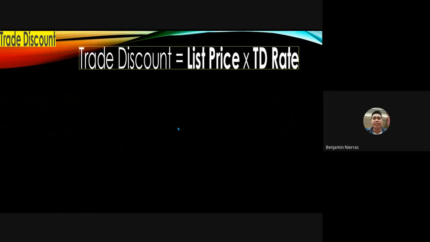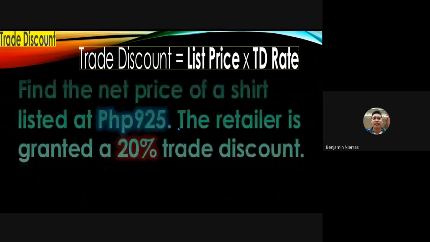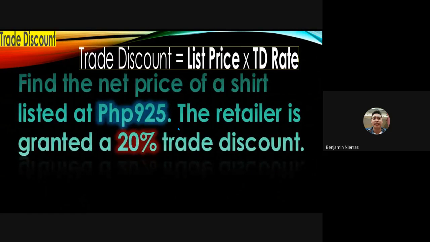Next, what about when the value is missing: the trade discount, given the percentage in list price? So, let's have an example. Find the net price of a shirt listed at 925 pesos. The retailer is granted a 20% trade discount.